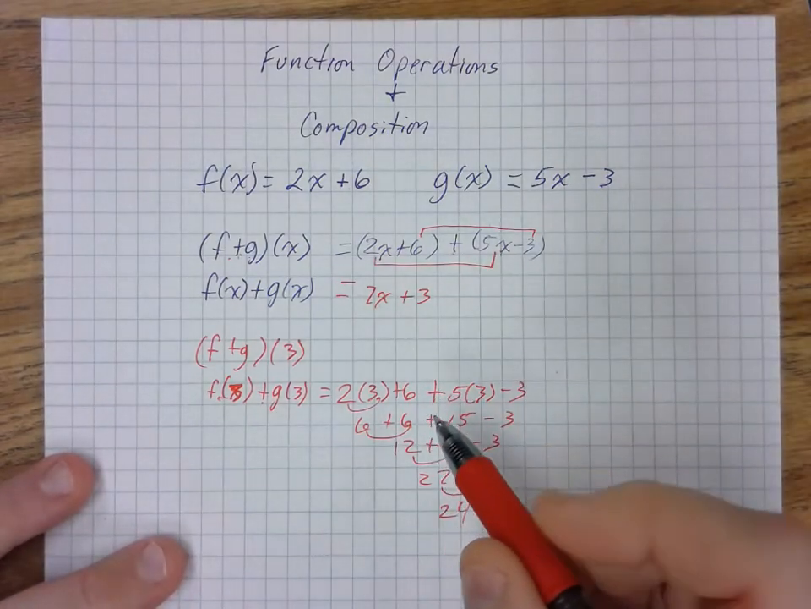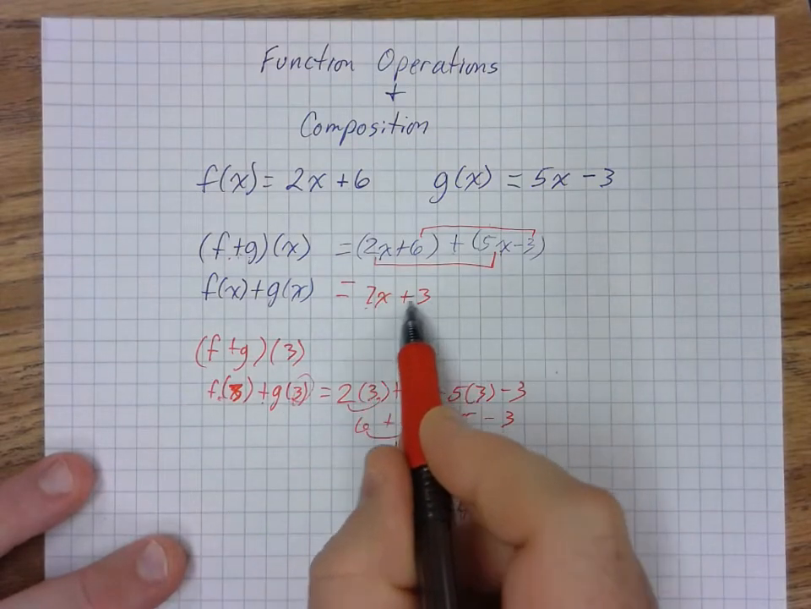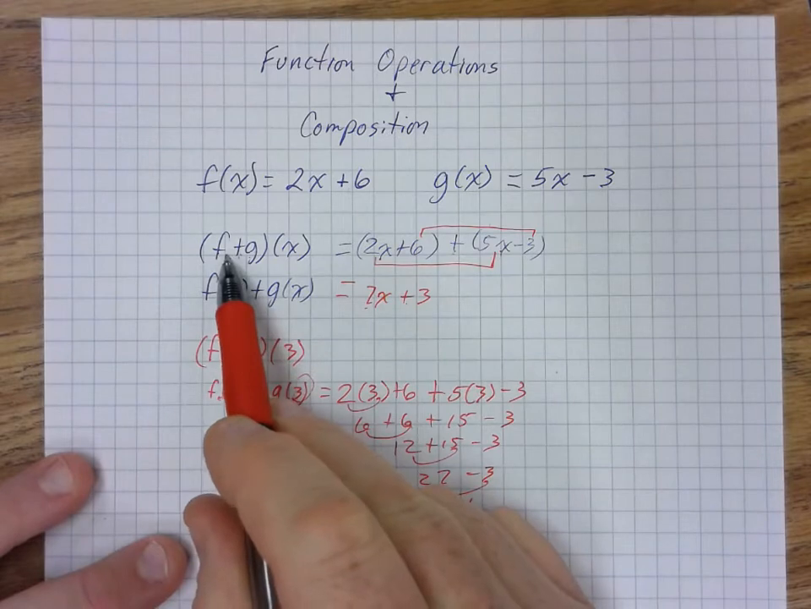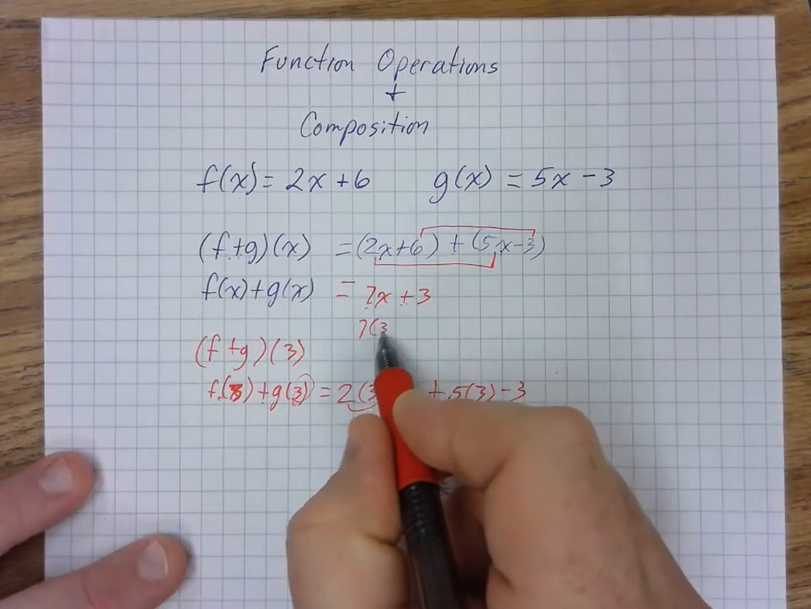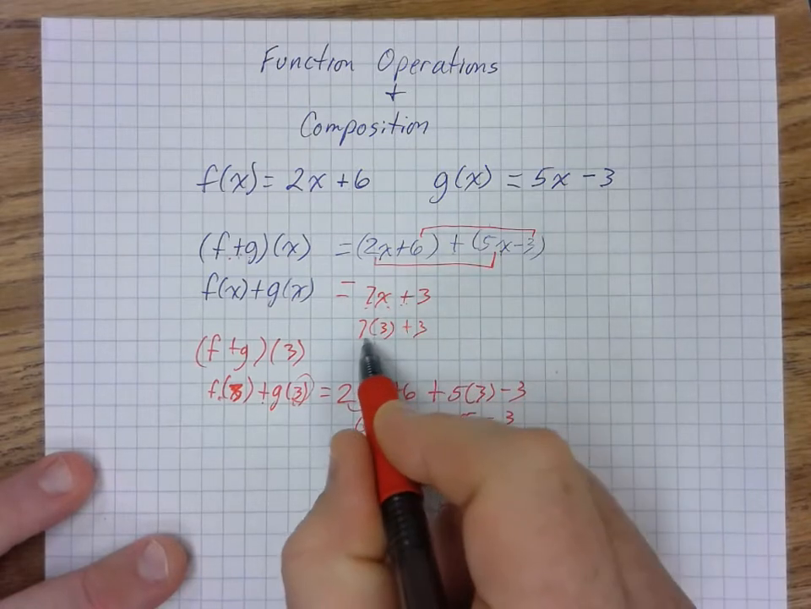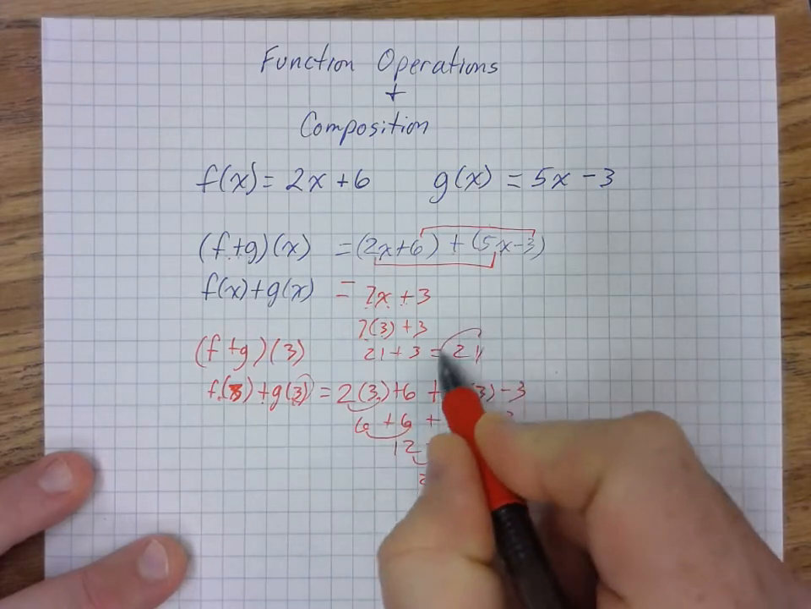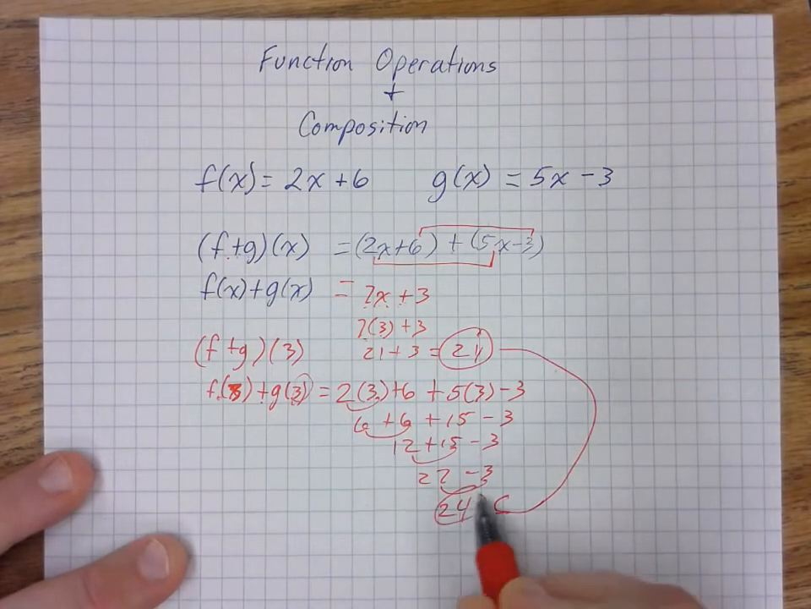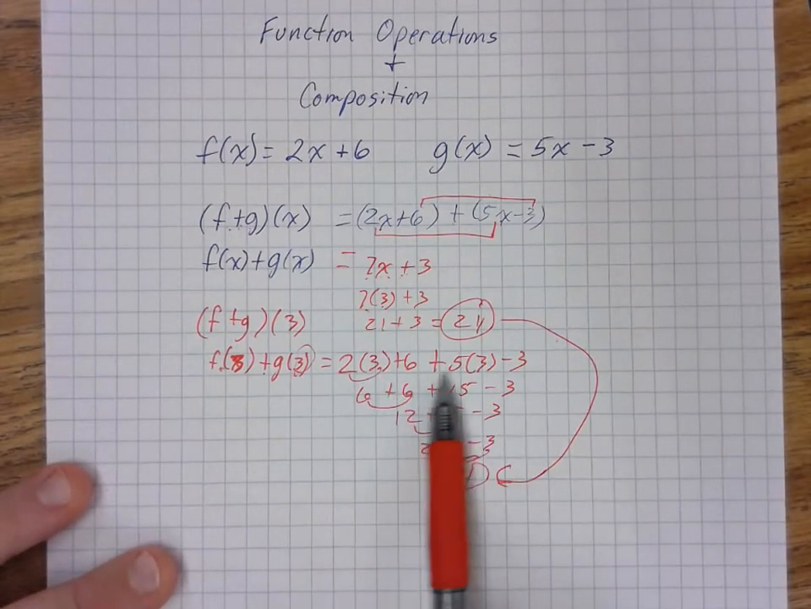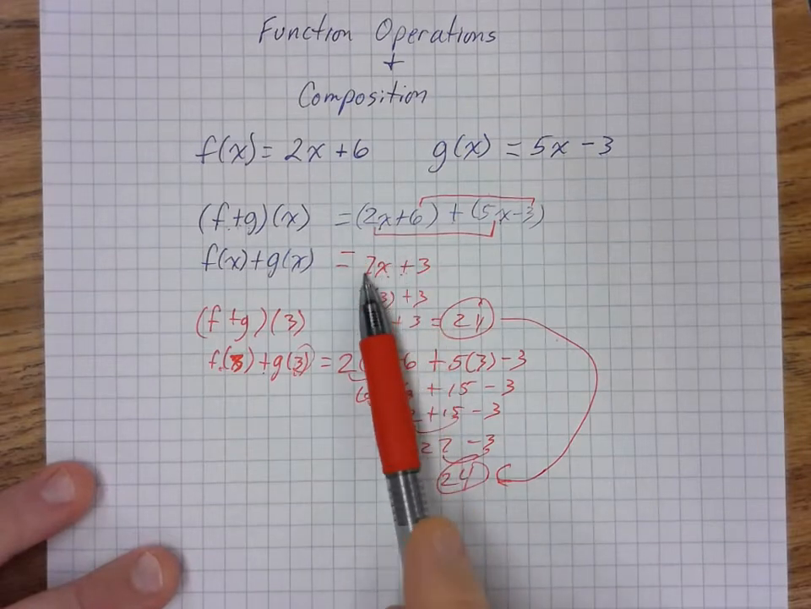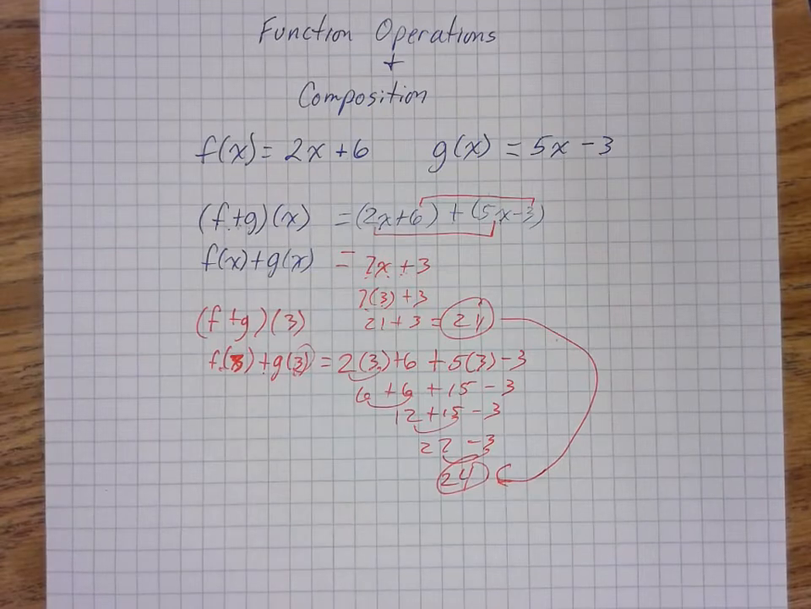Now if you were to take that same 3 right here and plug it into the brand new function, which would have been f plus g of x, the brand new function. So if we were to put that 3 in place of this x, 7x plus 3, we get 7 times 3, which is 21, plus 3, which equals 24. And you can see here we would end up getting the same answer in both cases. So you can do it the long way like this, or you can compose a brand new function and then input your variable, your value, which in this case would have been 3.